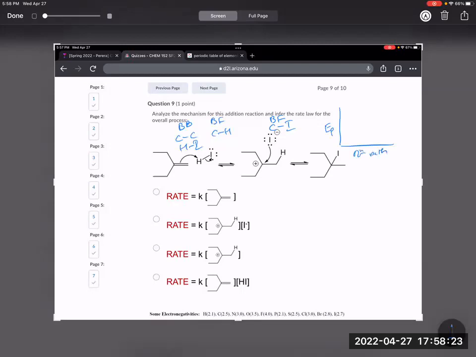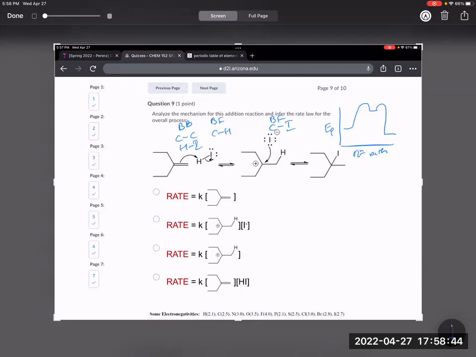The first step, we are breaking two bonds, forming only one. If we need to spend more energy to break the bond, it should be endothermic. The second step is an exothermic step because we are forming a bond, right? So overall, the reaction has to be exothermic.